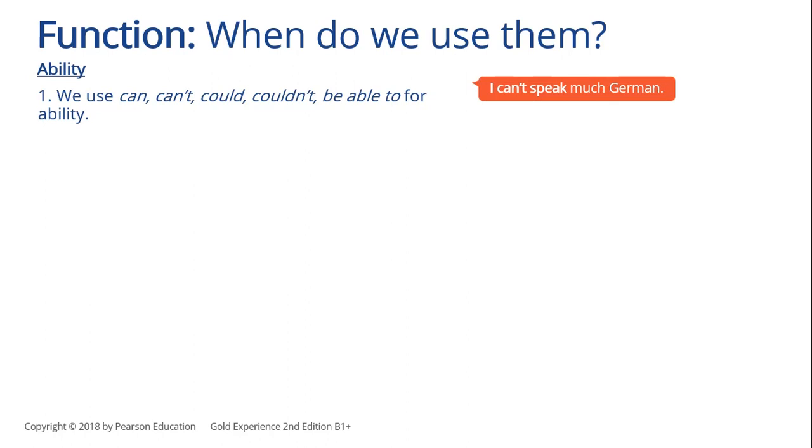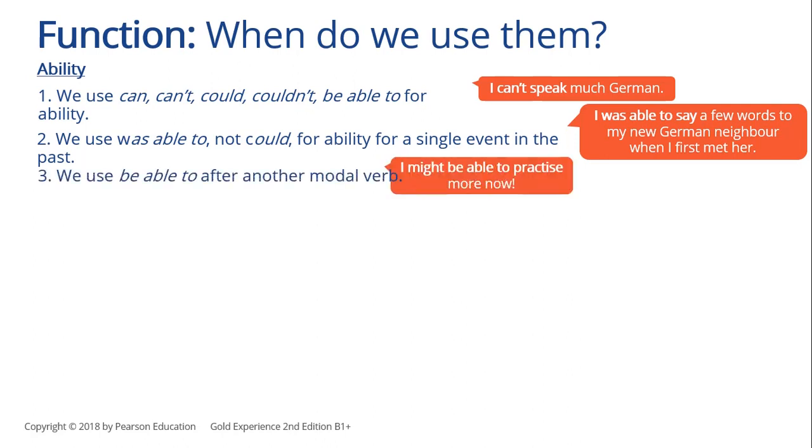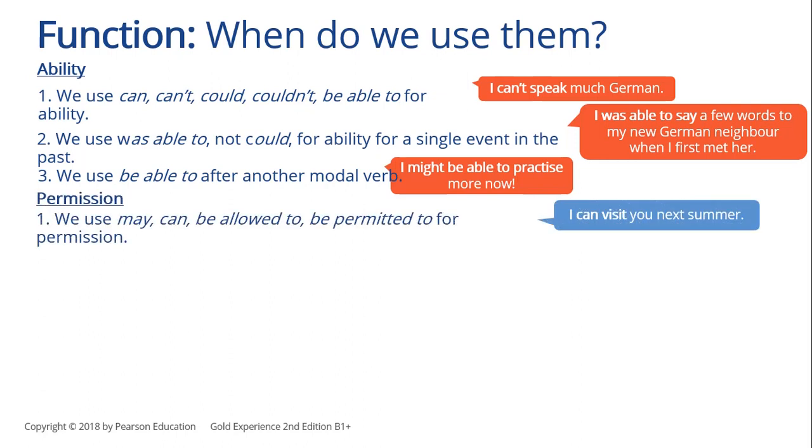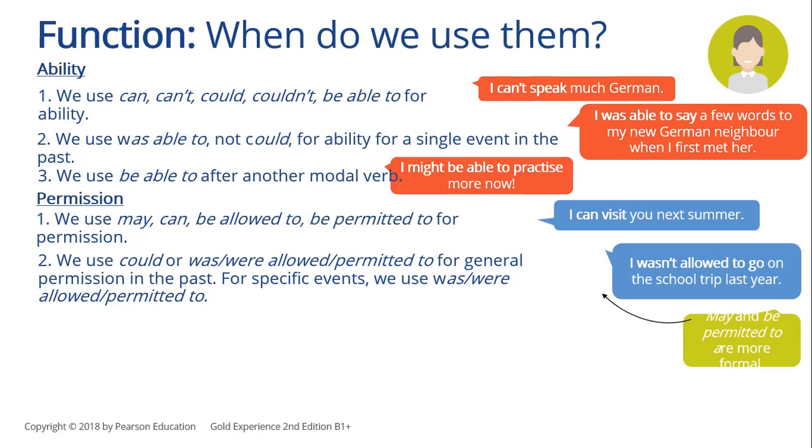So, we use can, can't, could, couldn't, be able to for ability. We use was able to, not could, for ability for a single event in the past. We use be able to after another modal verb. I might be able to practice more now. We use may, can, be allowed to, be permitted to, for permission. We use could or was, were allowed, permitted to for general permission in the past. For specific events, we use was, were allowed, permitted to. May and be permitted to are more formal, okay?